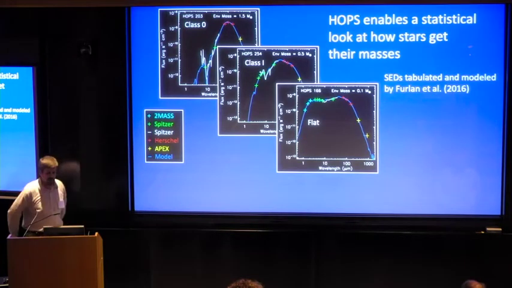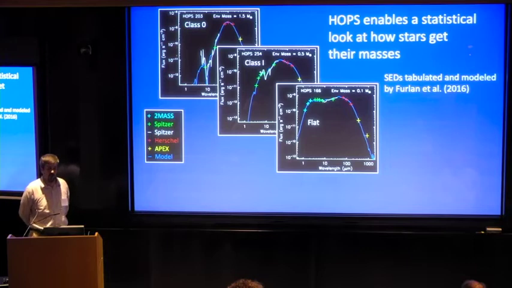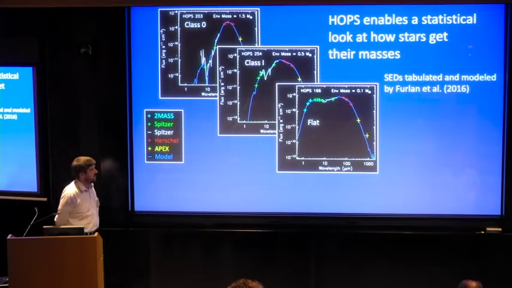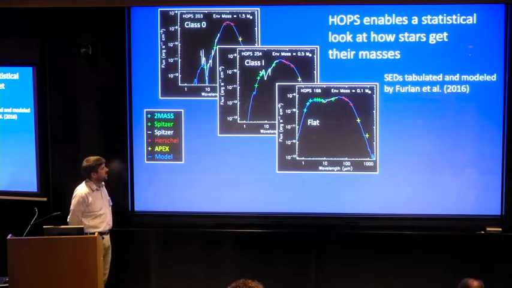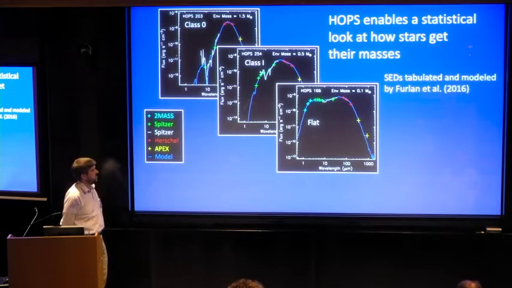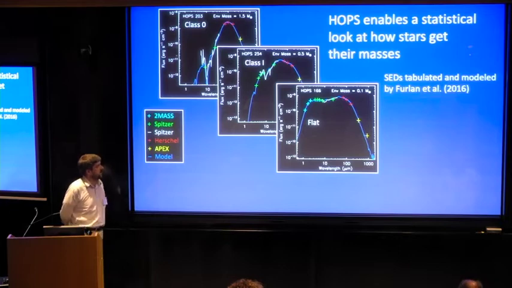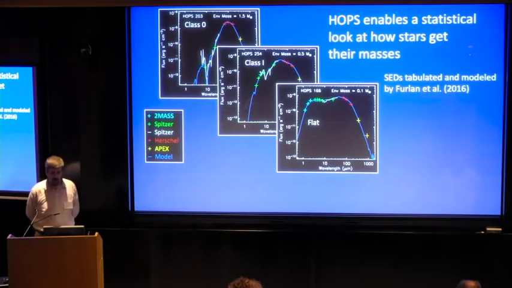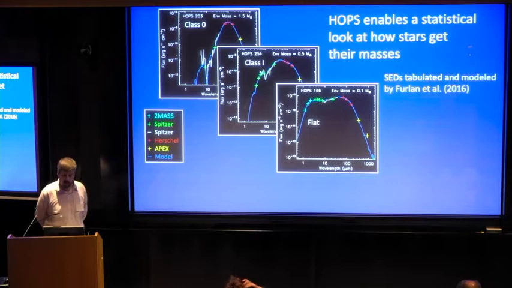Then we have this kind of transitional phase called the flat spectrum sources. Flat because throughout the mid-IR, the SED is pretty flat. Now you see the shortest wavelength detections are in the 2MASS bands. Herschel still gives us important constraints on the luminosity and the modeled envelope mass.